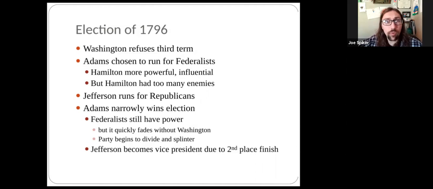Adams is just really grumpy, and really honest, really blunt, very curmudgeonly, right? These are the two leading candidates.